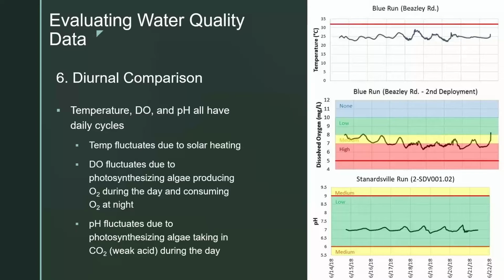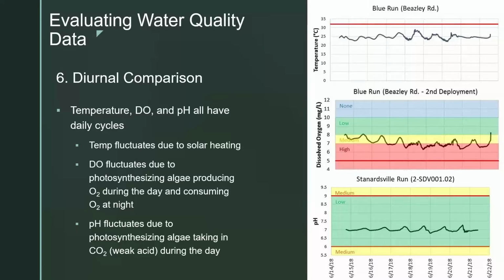And then at nighttime, as it's respiring, as well as all of the other heterotrophs, all the other organisms in the water, they're going to be respiring at night as well. That's going to be using oxygen. So we're providing oxygen to the water during the day from algae. We're consuming it. All organisms are consuming it at night. And that's going to drive those daily highs in DO during the day and lows in DO at night.